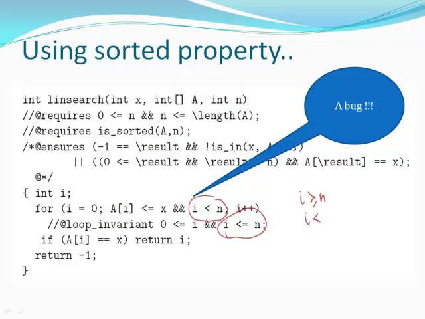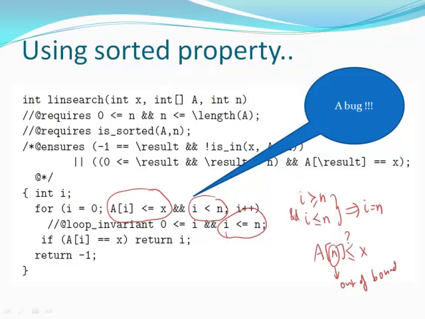The loop invariant tells us i is less than or equal to n, and therefore these two imply that i can be equal to n at the end of the loop. But the problem is, this condition is checked again, so we are checking a[n] to be less than or equal to x. Now that will cause a problem because this index is out of bounds. So we have a problem here.